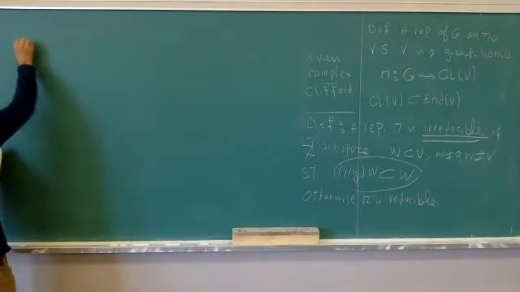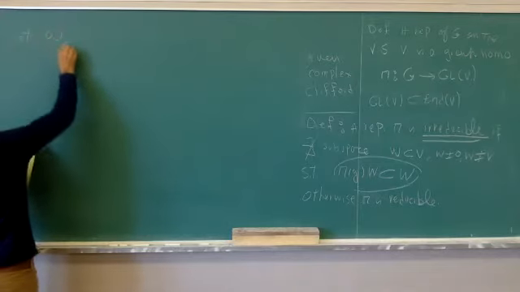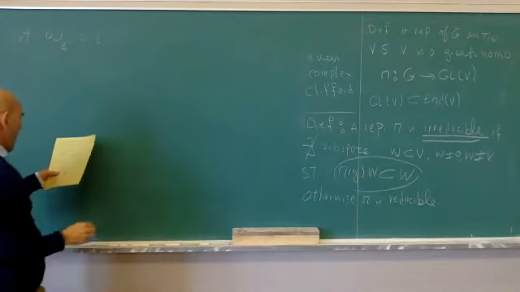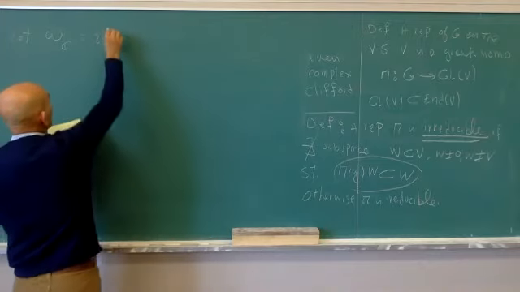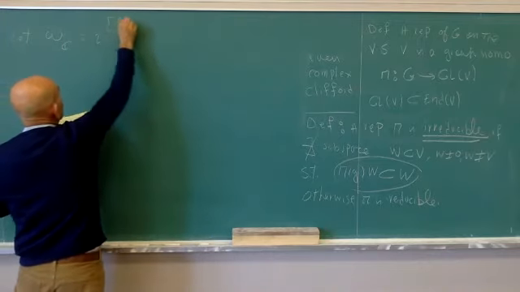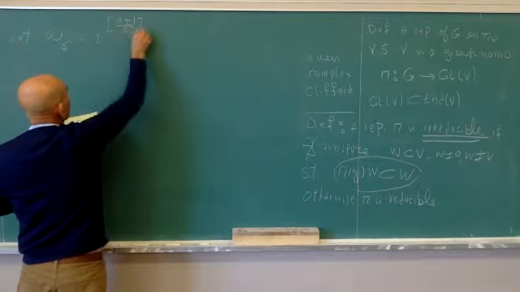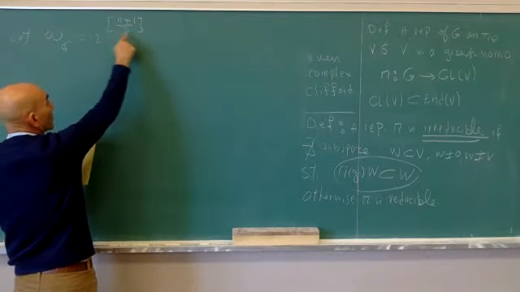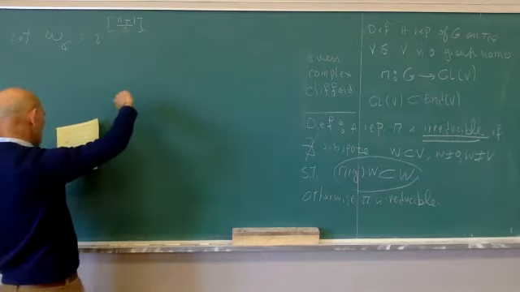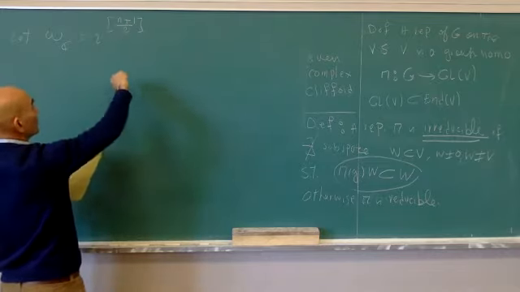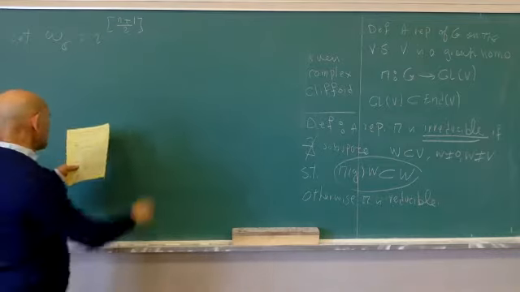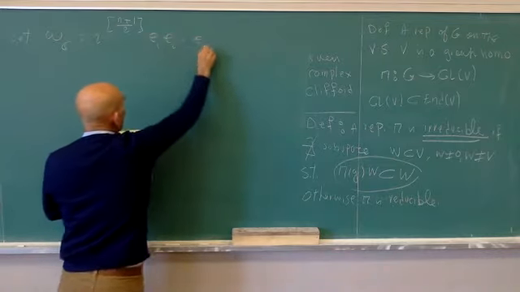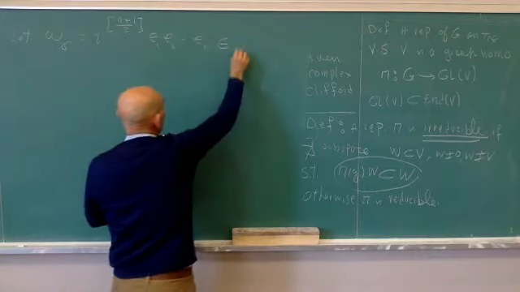Let omega c be this element, i to the power integer part of n plus 1 over 2. That's the floor function of the rational number n plus 1 over 2, the integer part of n plus 1 over 2, times e1, e2, up to en. This element belongs to C l n.